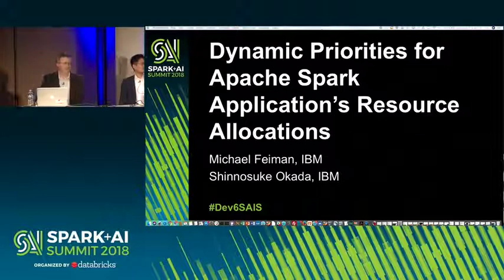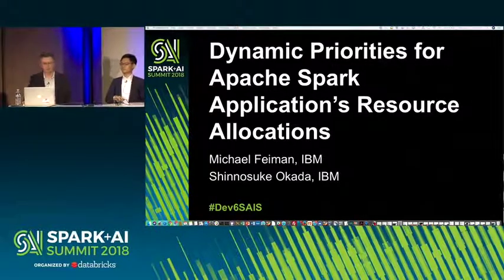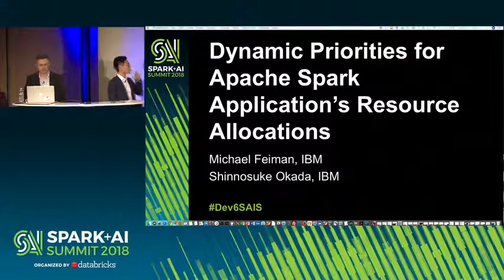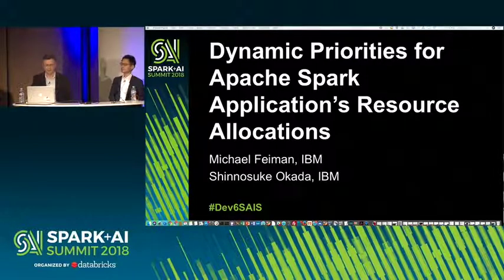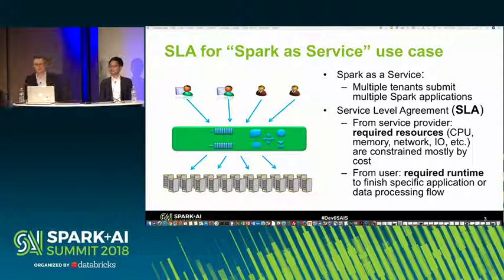So we are from IBM, and today we will be talking about dynamic properties for Apache Spark applications resource allocation, something which we did for our IBM on-prem offering based on Spark. I will start basically from the definition of what case we are looking for.